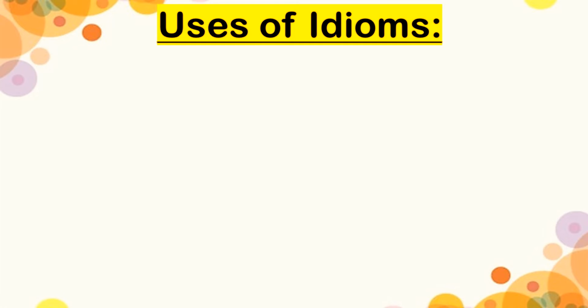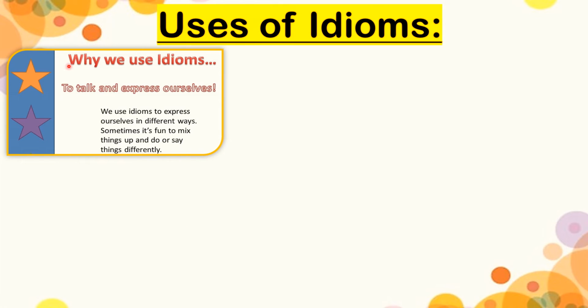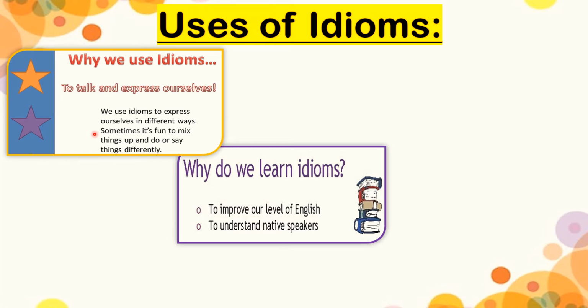Now class, let us discuss the uses of idioms. Number 1, why we use idioms. We use idioms to talk and express ourselves. We use idioms to express ourselves in different ways. Sometimes it's fun to mix things up and do or say things differently. And actually, class, the people who use idioms or idiomatic expressions can be very fluent in English.